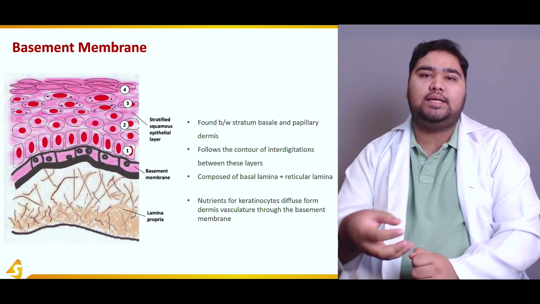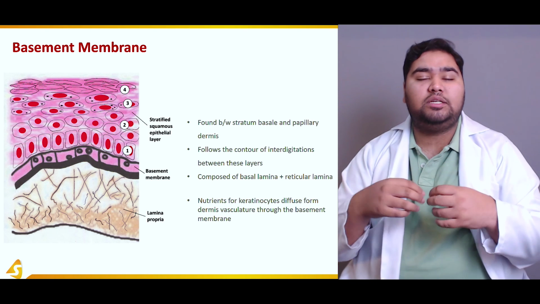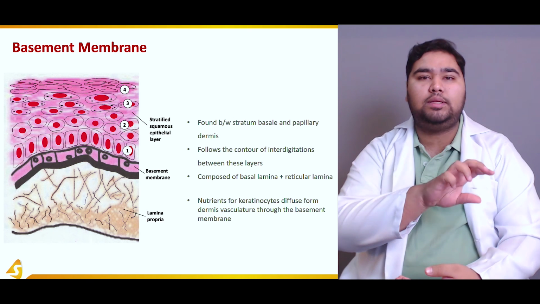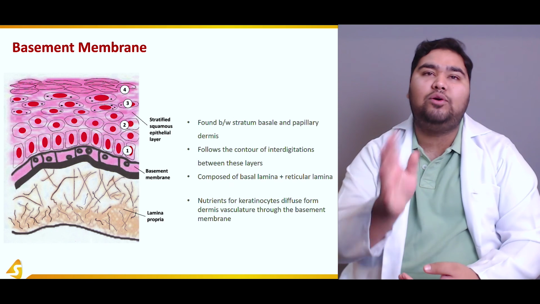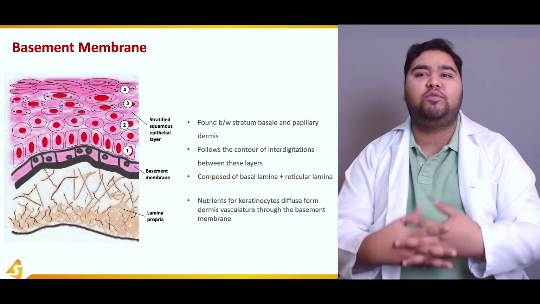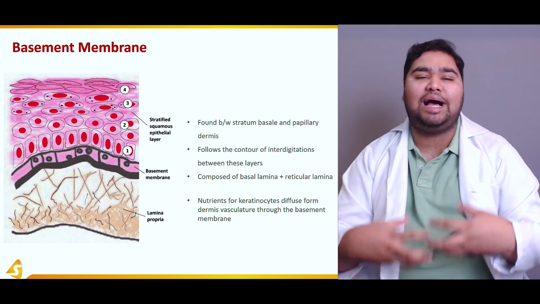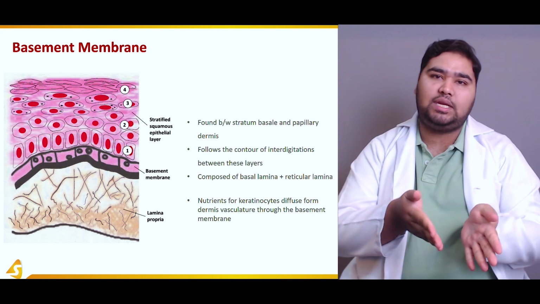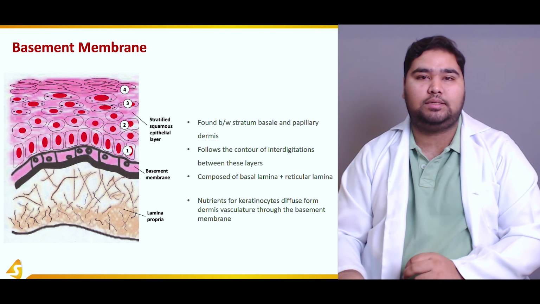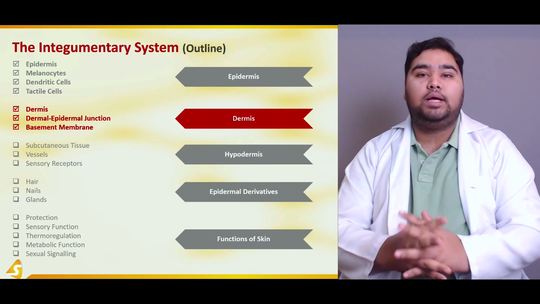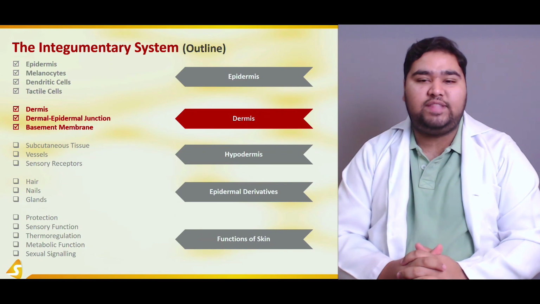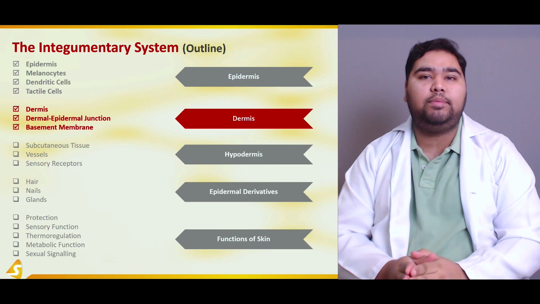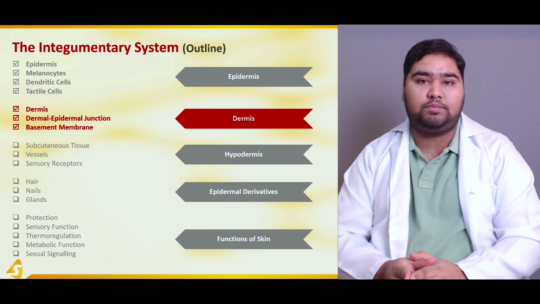Now what happens is these nutrients diffuse out of the blood and pass through the basement membrane, and then they go up to the epidermis and provide all the nutrients and the food and the energy that is required for, again, the maintenance and sustenance of epidermis. So this brings us to the end of this section. In this section, we talked about the dermis, the dermal epidermal junction, and the basement membrane.